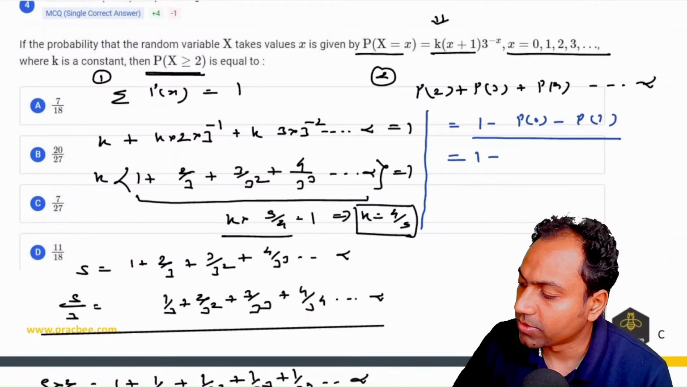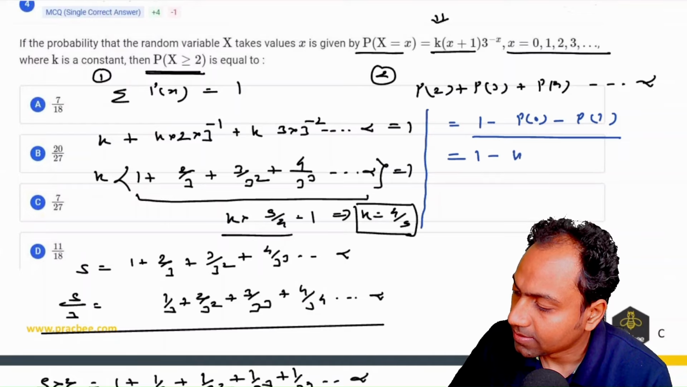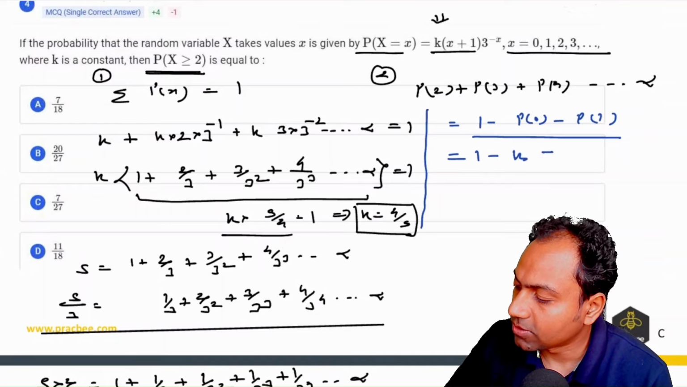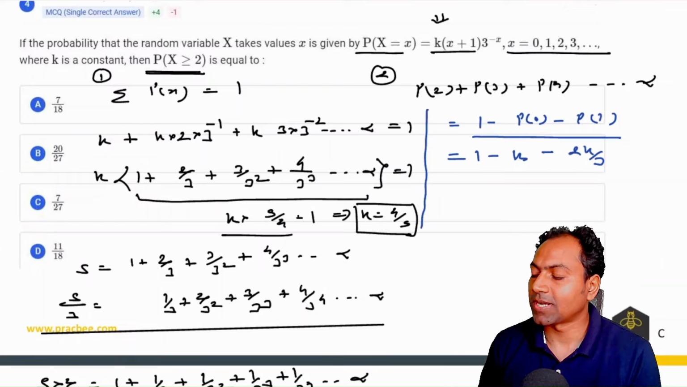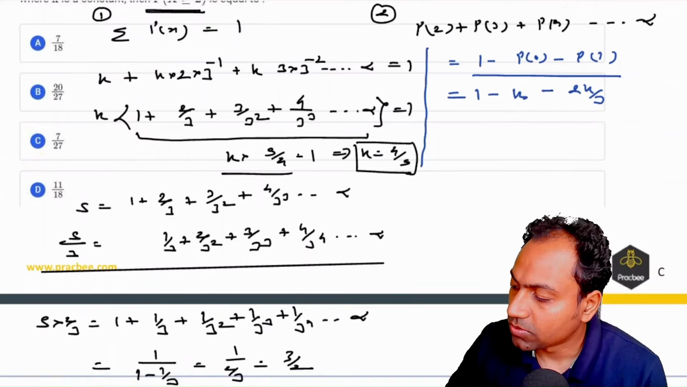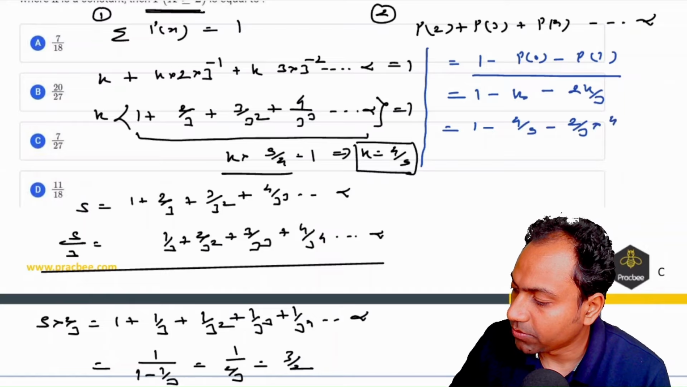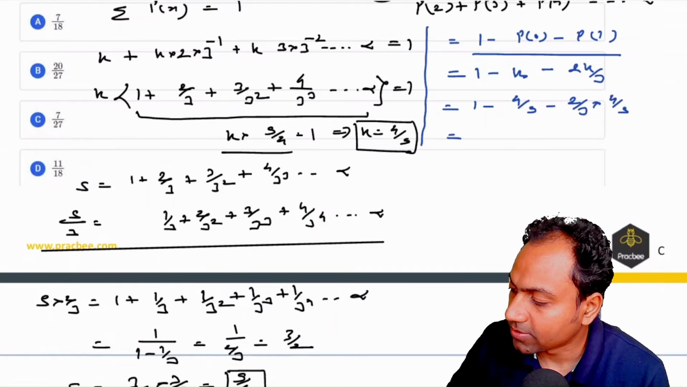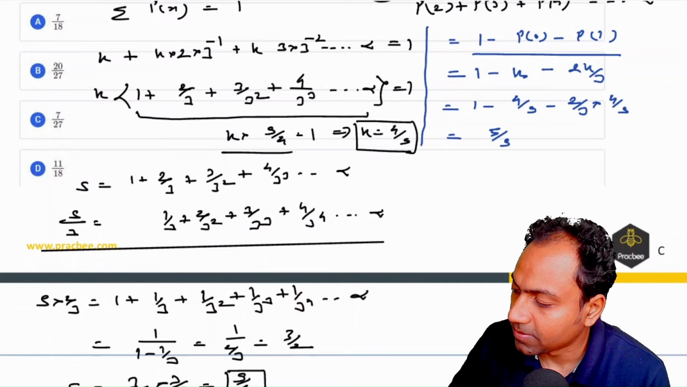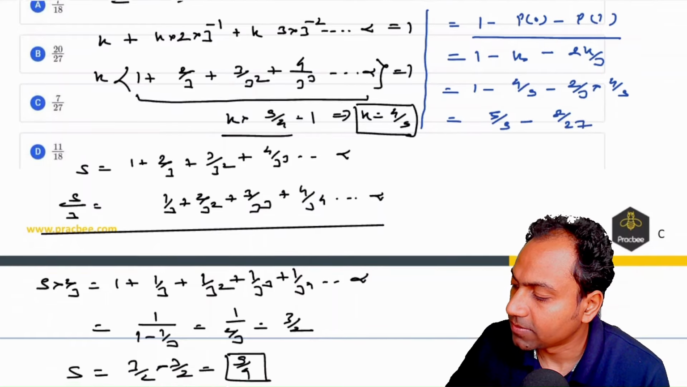And if I put 0 here, it was nothing but k. And then the next one was nothing but 2k by 3. So if I subtract this, I should get my answer. So this is 1 minus 4 by 9 minus 2 by 3 into 4 by 9. So if I simplify this, let us see what I am getting. So this becomes nothing but 5 by 9 minus 8 by 27.